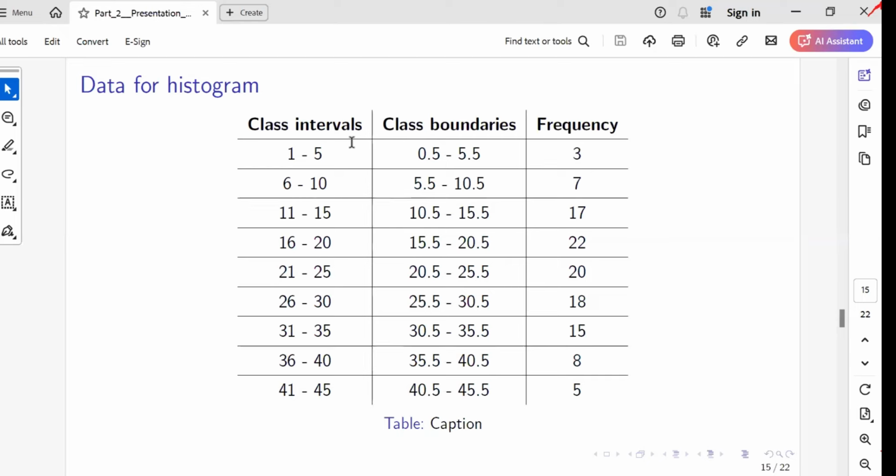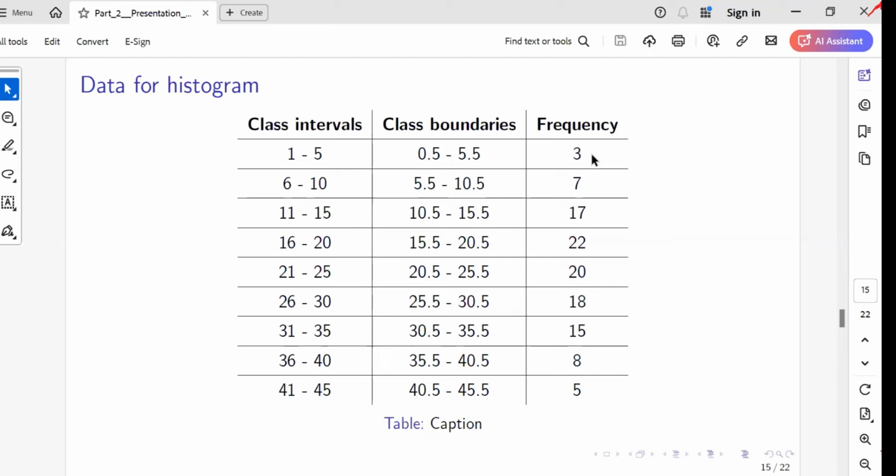But what we know is that there were 3 numbers in the data set that were either 1, 5, or between 1 and 5. This shows that there were 7 numbers in the data set that were either 6, 10, or between 6 and 10. Okay, so that's the range for each of them. This means that there were 20 numbers that were either 21, 25, or between 21 and 25.